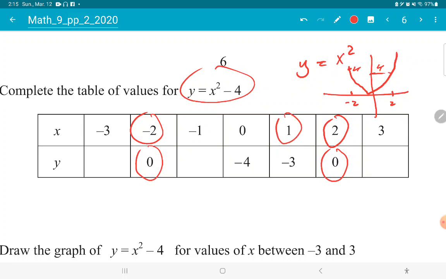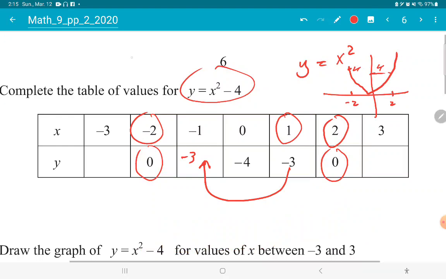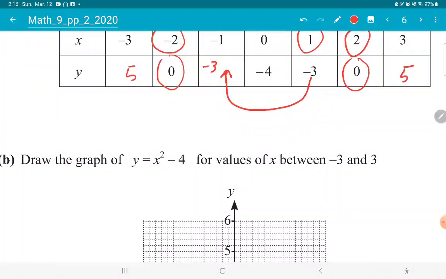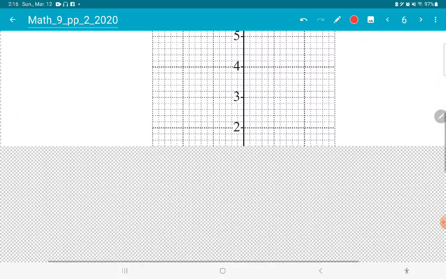Then I could use this property. When it's 1, it's minus 3, so when it's minus 1, I'll bring this in here. That's minus 3. Then I need to get just one of these, 3 and minus 3. Substitute. If it's 3, and 3 squared minus 4, that's 9, minus 4, that's 5. I'll put 5 in here, 5 is there. What else? Draw it, you just follow these, locate these points, and that's it.